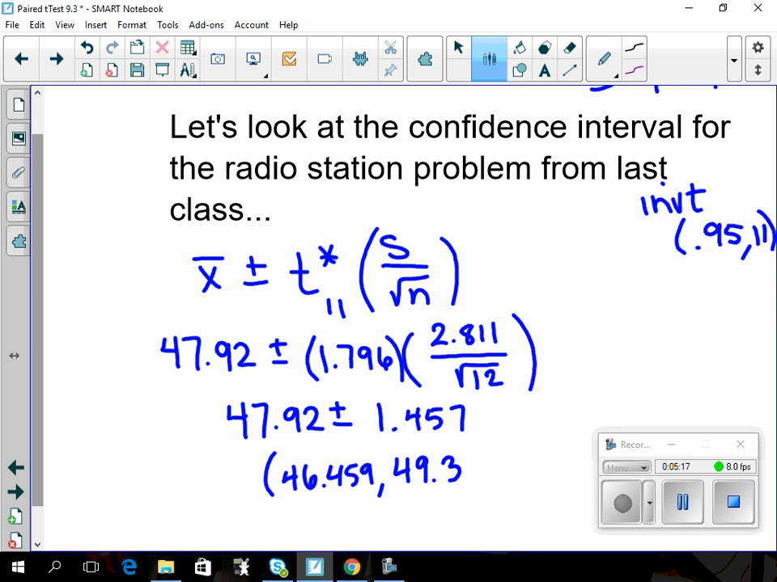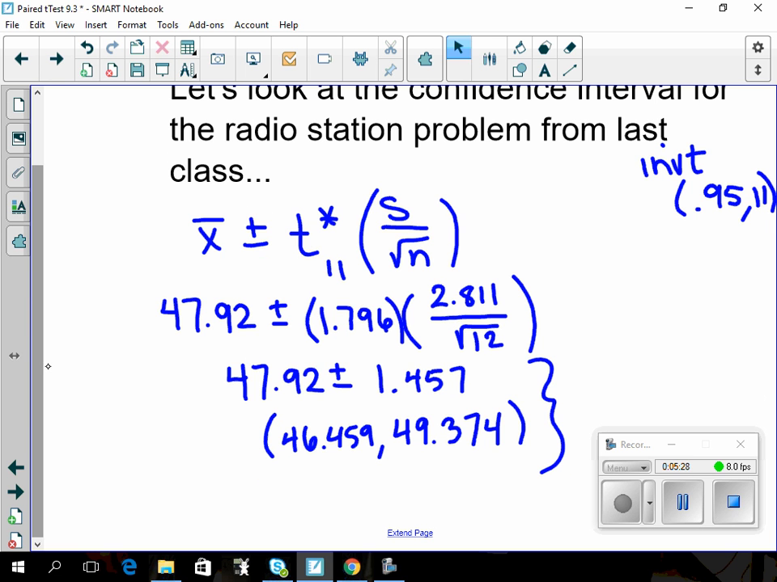And what I'm giving you here is what the calculator gave me. Hopefully they match up. But these two both mean the same thing, okay? Any questions about that?